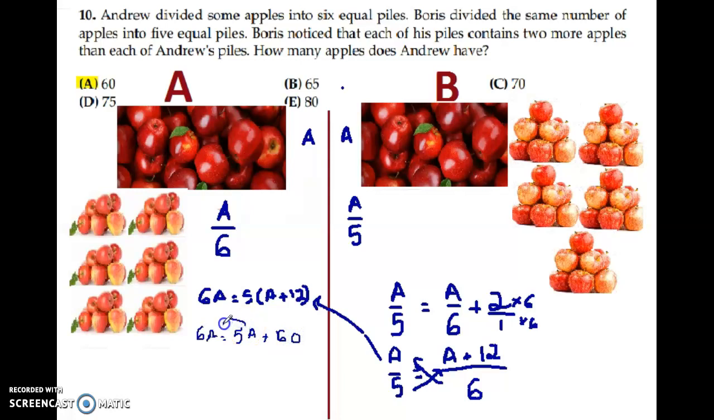Taking 5A to the other side becomes minus 5A. So that means that 6A minus 5A becomes A equals 60. This means that A, that is the number of apples that Andrew and Boris had, is equal to 60. And that is my answer. That is option A.